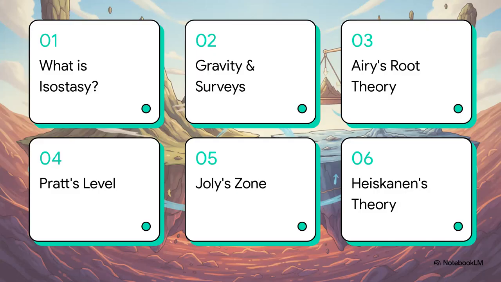All right, so here's our roadmap for this explainer. We'll start with what isostasy actually is, then look at early gravity surveys, dive into Airy's root theory, Pratt's level of compensation, Joly's zone, and finally wrap up with Heiskanen's combined theory.